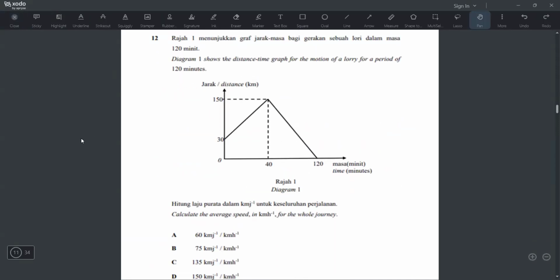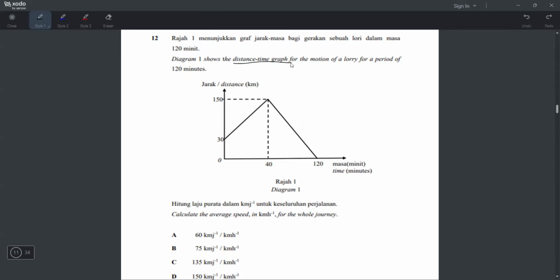Okay, let's do number 12. This one is from Form 4 chapter 7. It's called graph of motion. Dalam bahasa Melayu, graf gerakan. Okay, in this chapter we learn about the DTG, STG, distance time graph, speed time graph yang tu lah. Okay, let's read the question first.